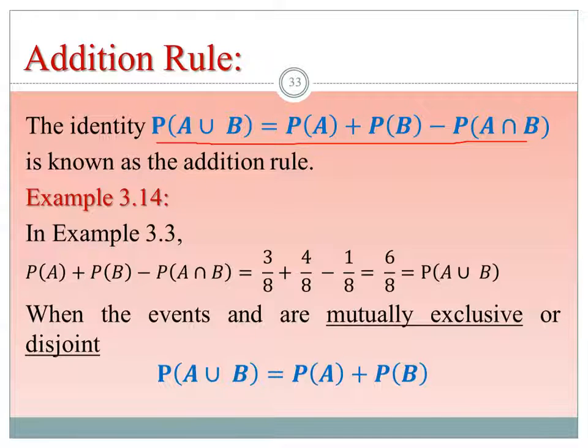So, in the previous example, if we calculate the probability of A plus the probability of B minus the probability of A intersection B, that should be equal to 6 over 8. So actually this is also equal to the probability of A union B.